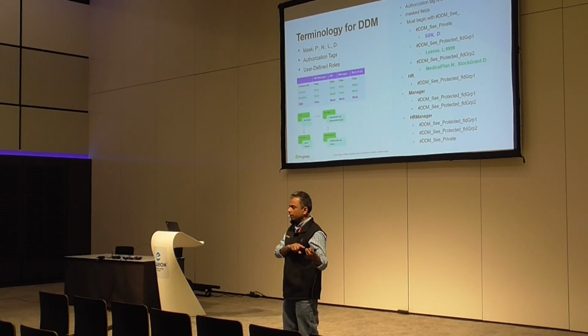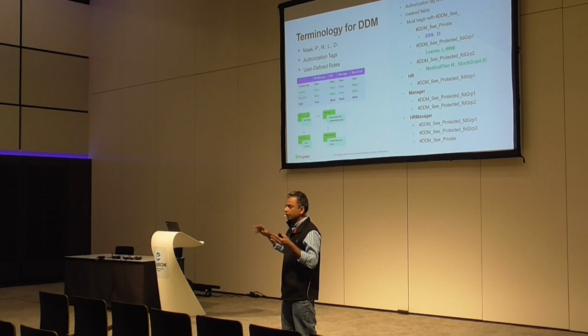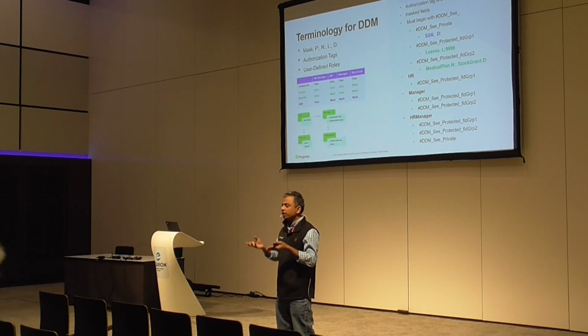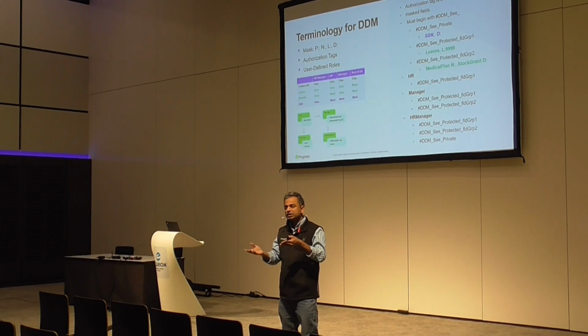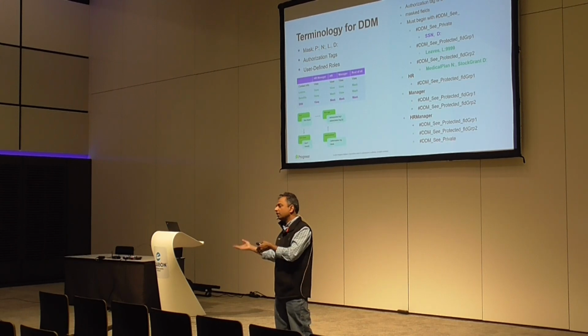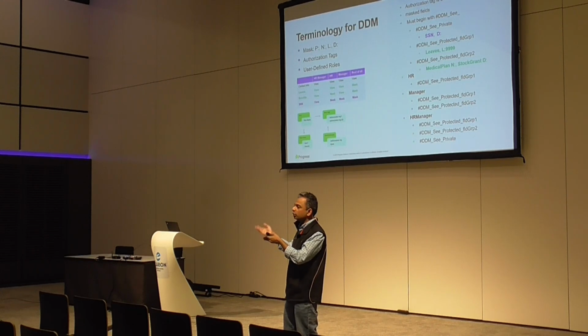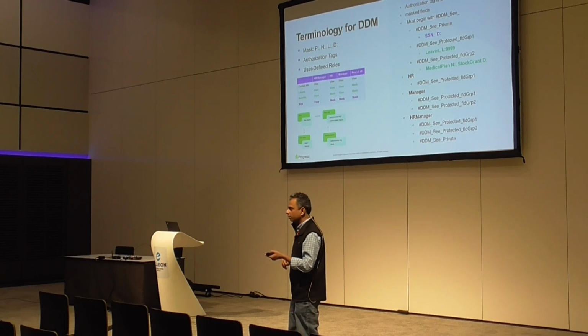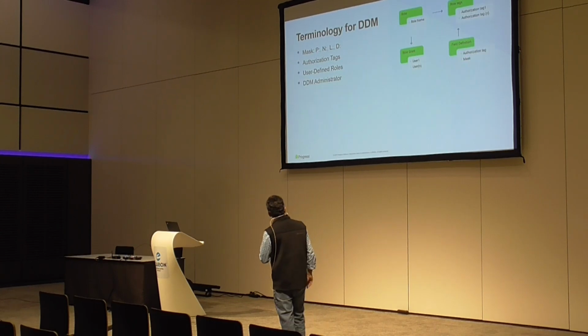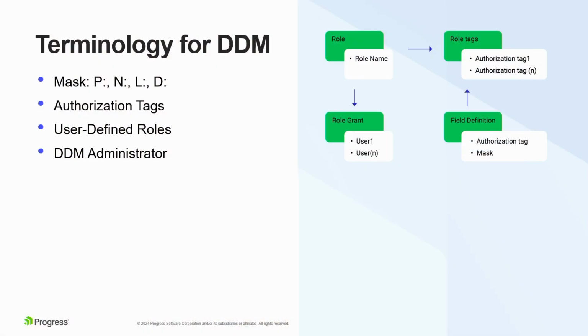Okay? So if you don't have a tag, you don't have a key. And if you don't have a key, you will get the mask data. So any user who doesn't have an authorization tag associated with them will get the mask data, and an authorized user will get the unmasked data because they have an authorization tag assigned to them, and with that, they can unmask the fields.